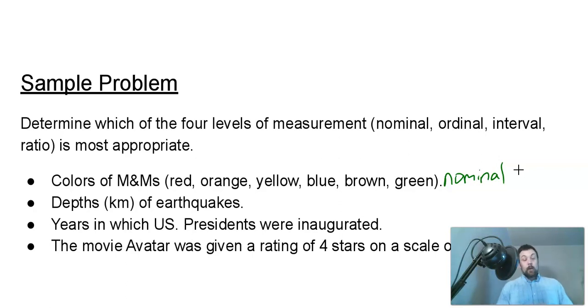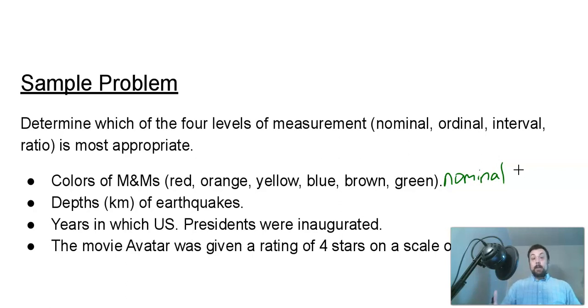Depths of earthquakes. So depths definitely do have an order, right? It makes a difference whether the depth was 100 kilometers or 1,000 kilometers. And there's a natural order, a logical order to depths, right? Not only that, but depths have a natural zero, right? So the surface would be 0 for the depth. So there's a natural starting point from which to measure the depth.